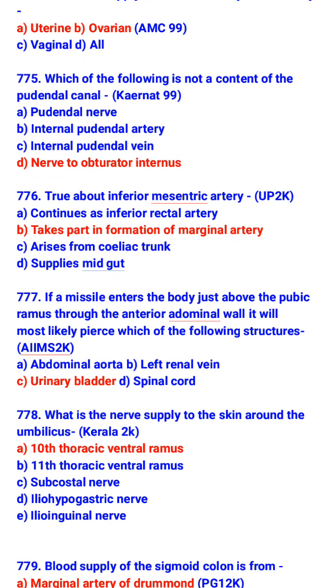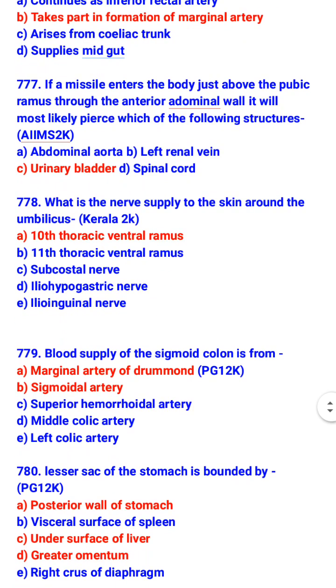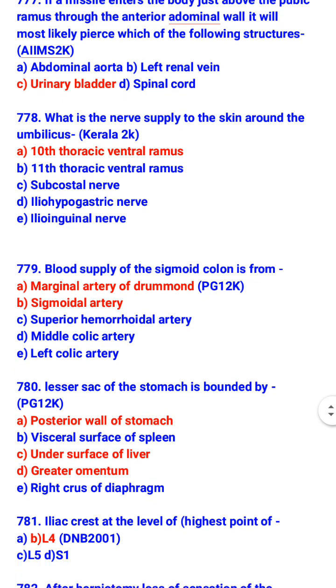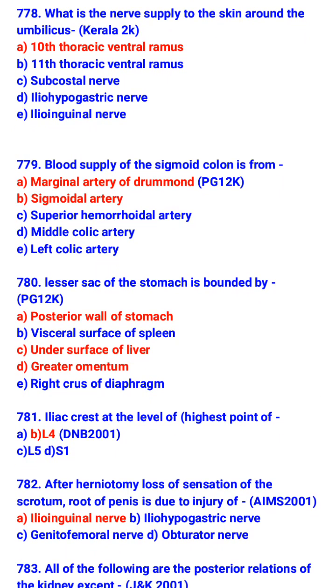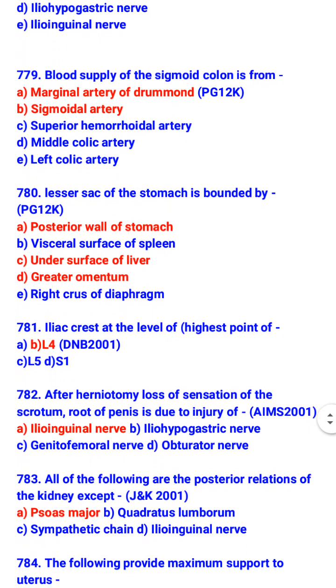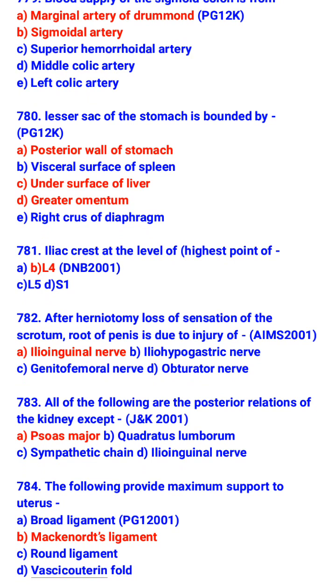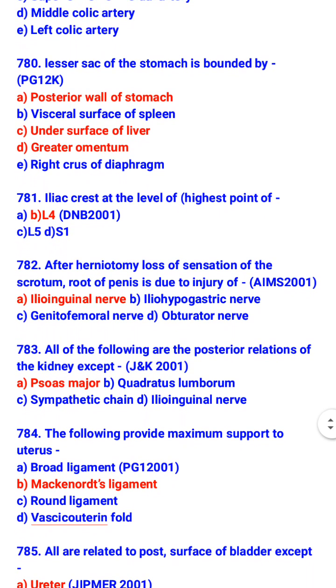Urinary bladder. What is the nerve supply to the skin around the umbilicus? 10th thoracic ventral rami. Blood supply of the sigmoid colon is from marginal artery of Drummond and sigmoidal artery. Lesser sac of the stomach is bounded by posterior wall of stomach, under surface of liver and greater omentum. Iliac crest, the level of highest point of iliac crest, is L4. After herniotomy, loss of sensation of the scrotum and root of penis is due to injury of ilioinguinal nerve.